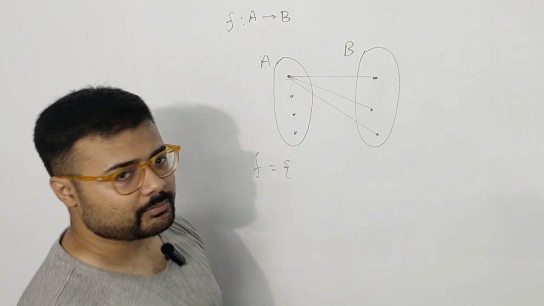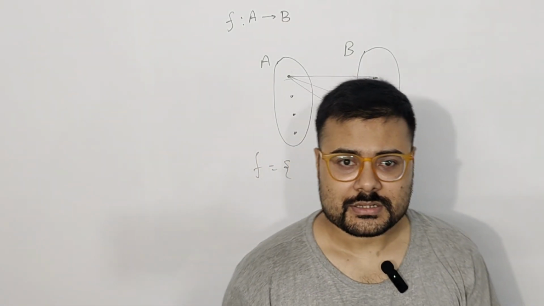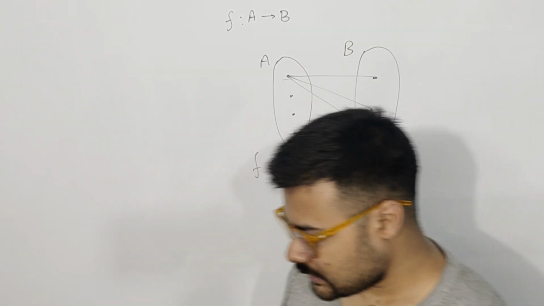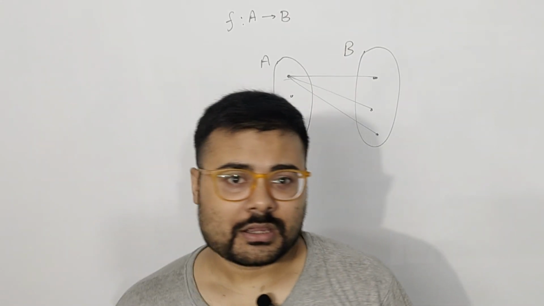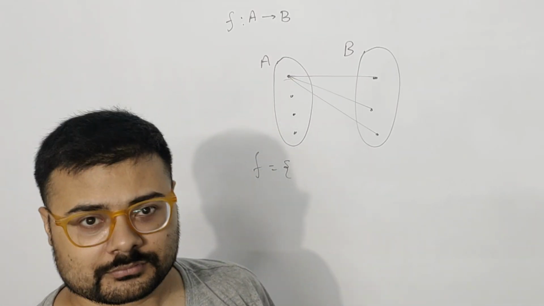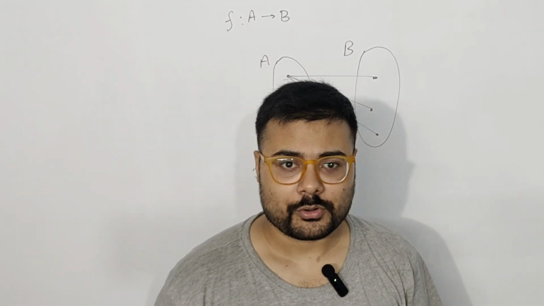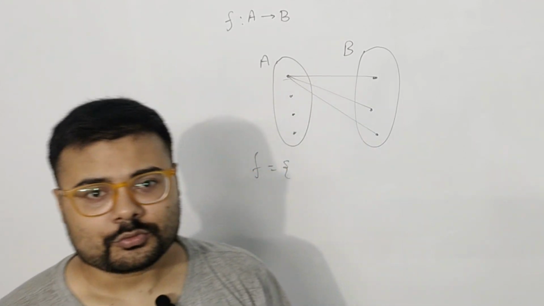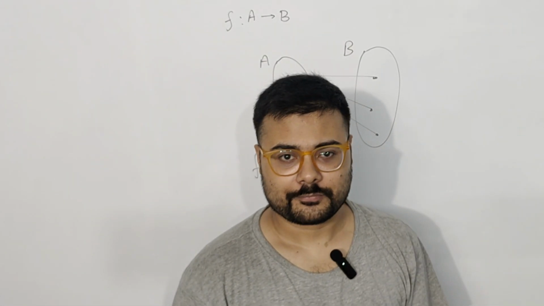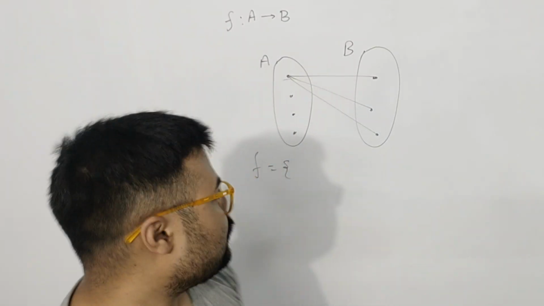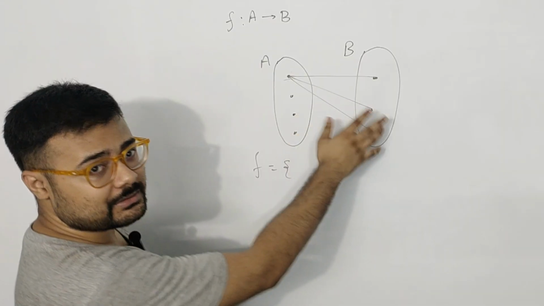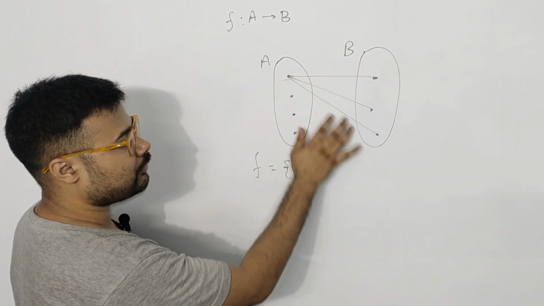These are the possibilities. Now, a function is a special type of relation in which every element of A must form an ordered pair. Number one, it must form an ordered pair. And number two, it must form an ordered pair with exactly one of the elements from B. So you cannot have multiple lines going out, using this representation.